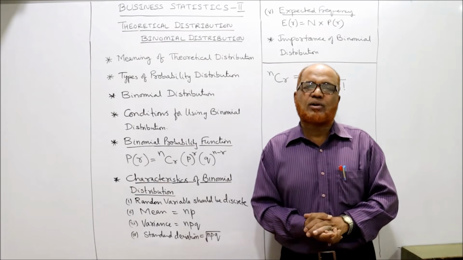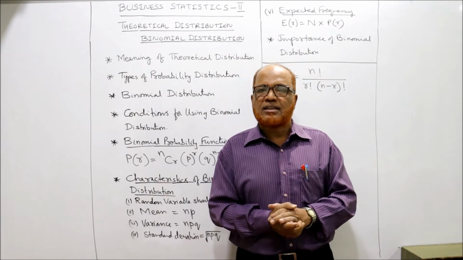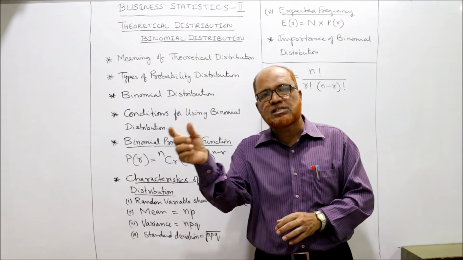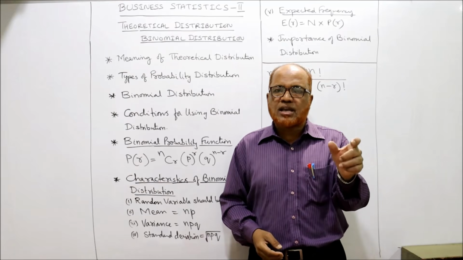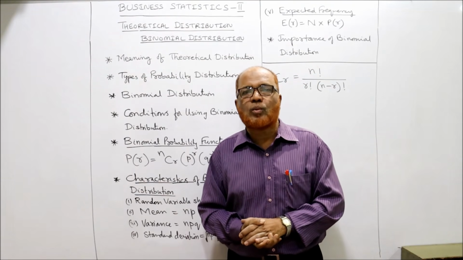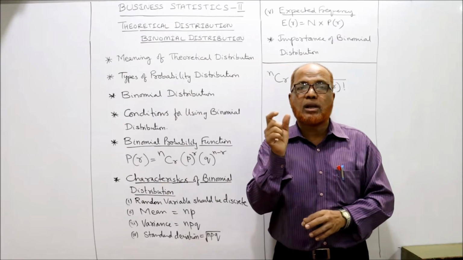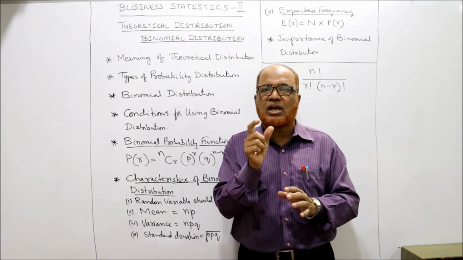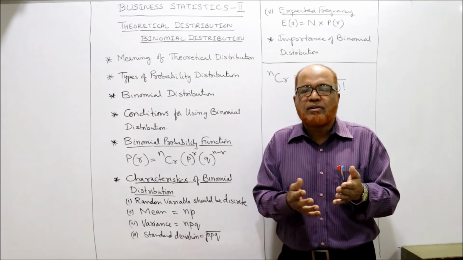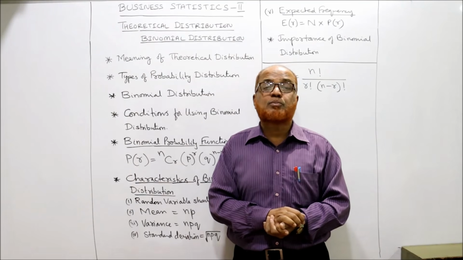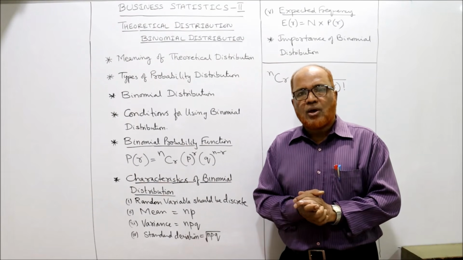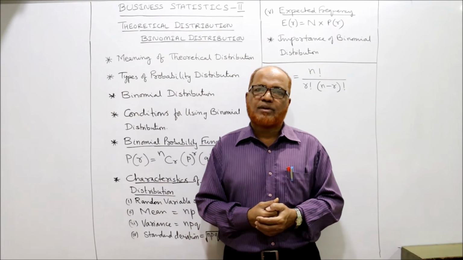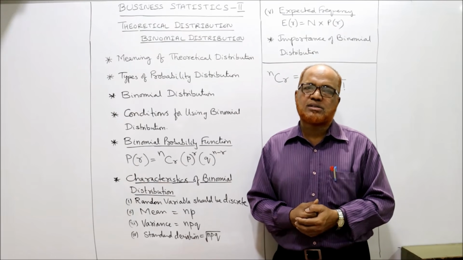Broadly, we classify the theoretical distribution into two categories, that is discrete probability distribution and continuous probability distribution. The discrete probability distribution will be applied when the random variable takes whole numbers, fixed numbers. It will not take any fractional value. Whereas when the random variable can take any value, whole number or fraction, we use continuous probability distribution.